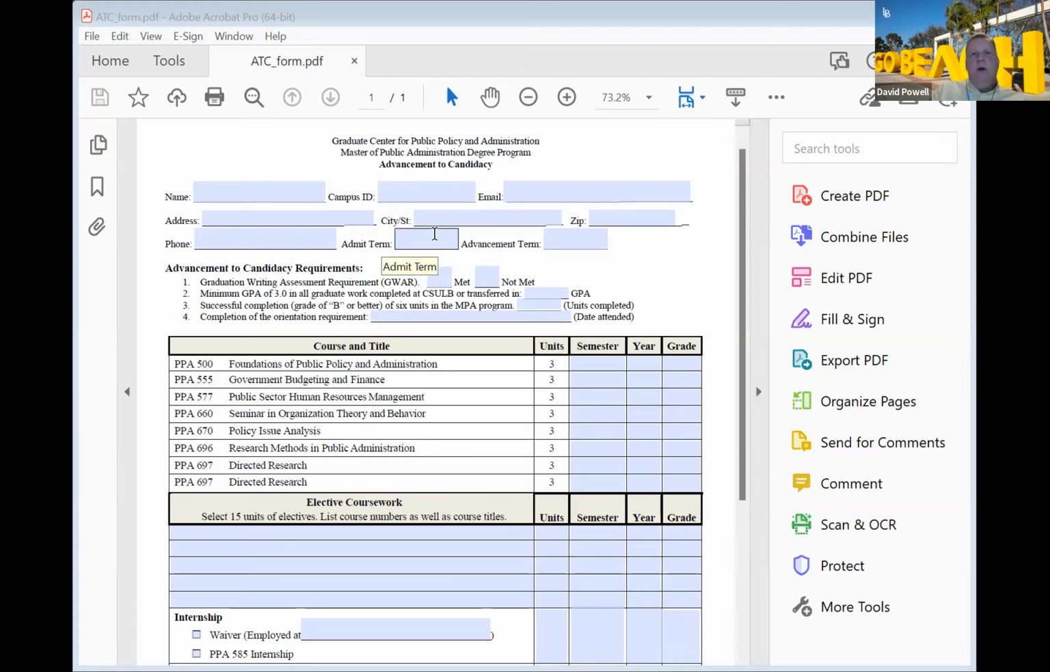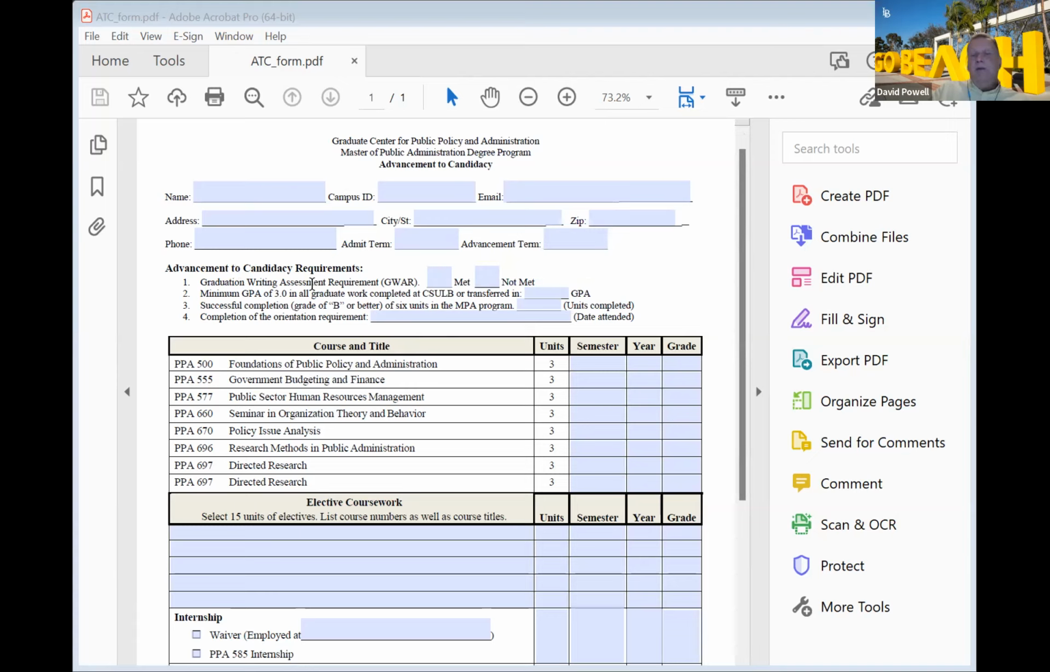and your advancement term, which will be whatever semester you're advancing after you've got those 6 units done. So the earliest you can really advance, if this is your first semester in the program, would be fall 2023. So if you've got this course and another course you're taking this semester, you complete those 2 courses successfully, then fall 2023 would be your advancement term.